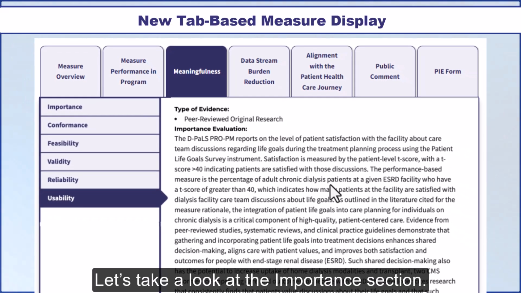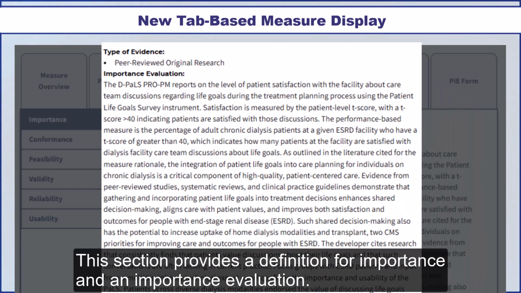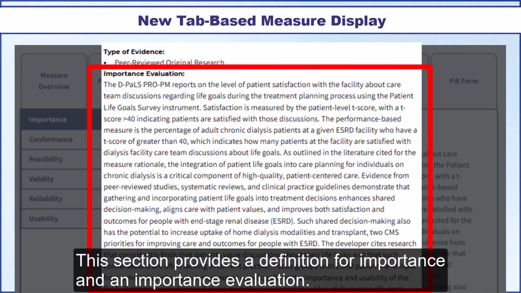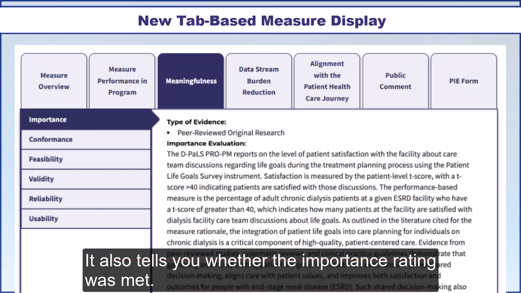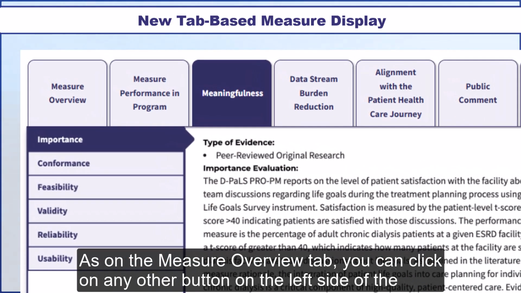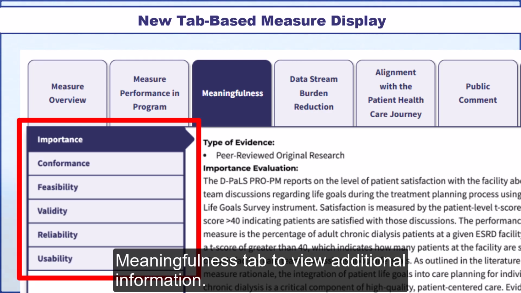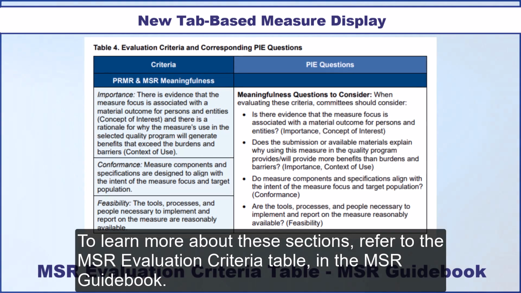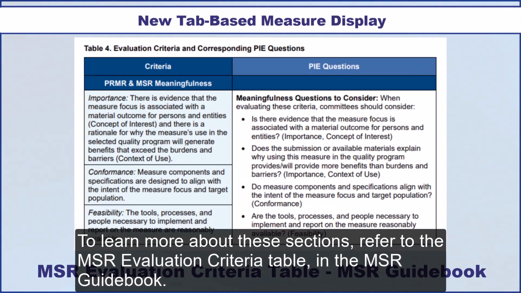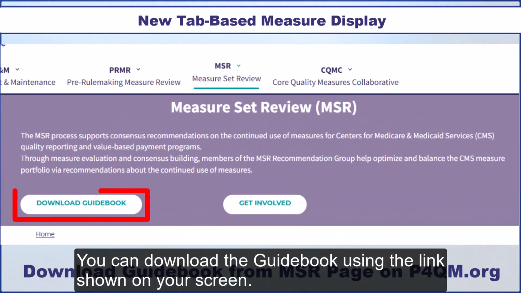Let's take a look at the importance section. This section provides a definition for importance and an importance evaluation. It also tells you whether the importance rating was met. As on the Measure Overview tab, you can click on any other button on the left side of the Meaningfulness tab to view additional information. To learn more about these sections, refer to the MSR Evaluation Criteria table in the MSR Guidebook. You can download the guidebook using the link shown on your screen.